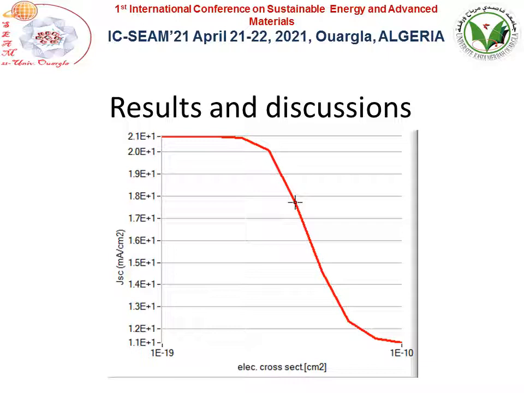In the figures shown, we can see that from 1E-19 to 1E-15, all the parameters are almost constant at a high value. Then we can see a rapid decrease to lower values in all the figures. This can be explained by the fact that when we have a low defect concentration, we have high performance, and once we have high defects, we have a degradation of all the parameters due to these defects.